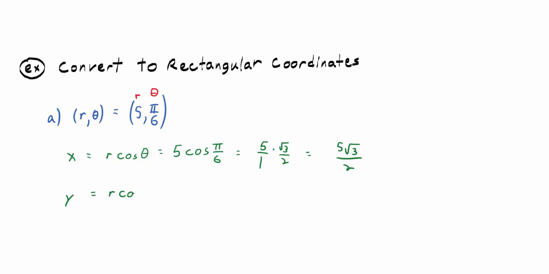What would y equal? R sine theta, which in this case is 5 sine of pi over 6. So that's 5 times a half, just 5 halves. So your ordered pair then would be (5 root 3 over 2, 5 halves).